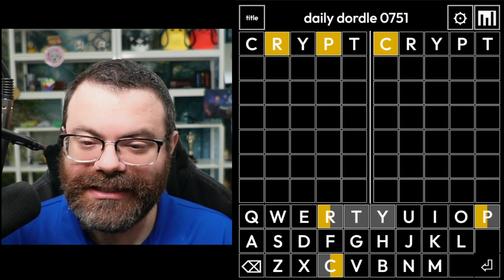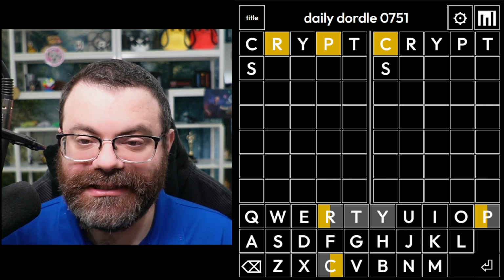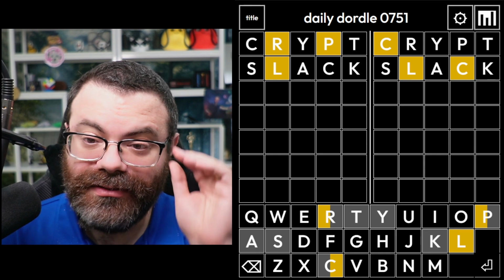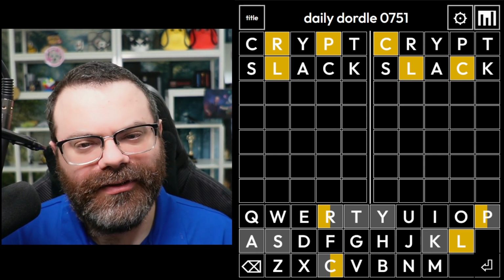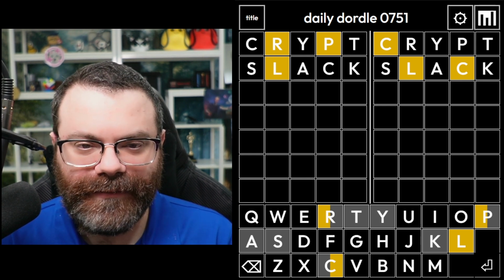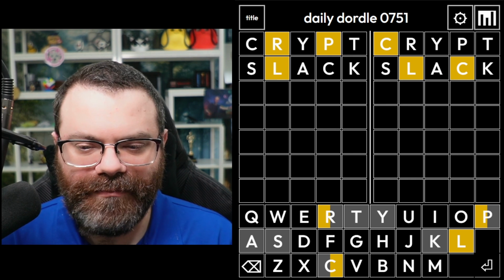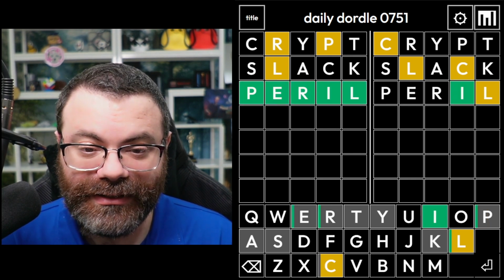Okay, so let's look at that C on the right. Think about ending in CK. Maybe slack? Okay, does not end in CK. We got an L for the left word. Let's think about that. The R and the L both don't go second. Something like peril? In fact, I think it probably is peril, to the point that I'm going to guess it.